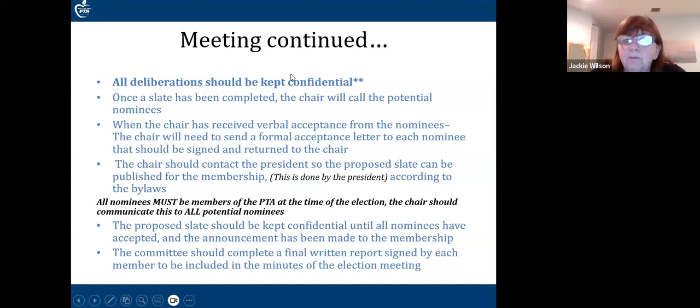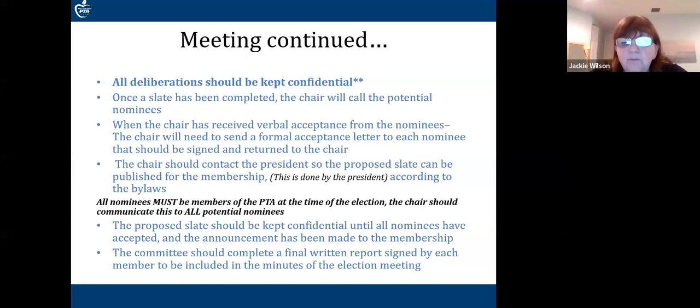And we saw before in the bylaws that it could be either 2 weeks before or 1 month before. Again, that is in your bylaws. I can't stress the bylaws enough here. All nominees must be members of the PTA at the time of election, and this has actually been put into every unit's bylaws now. The chair should communicate this to the potential nominees. So while they may not have joined yet, but they should have, they will have to join before the election meeting so that they can be elected.